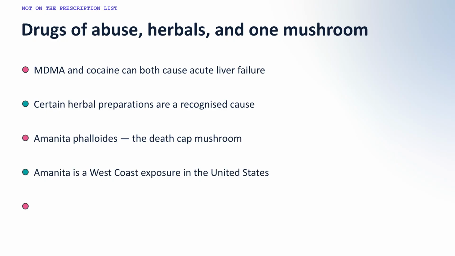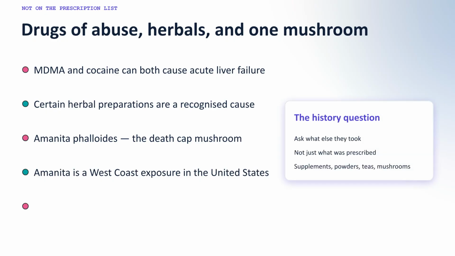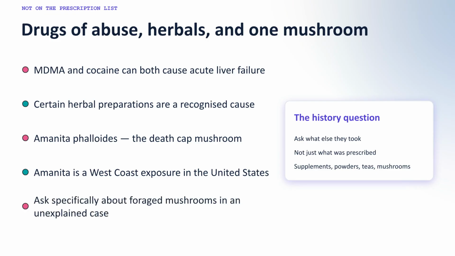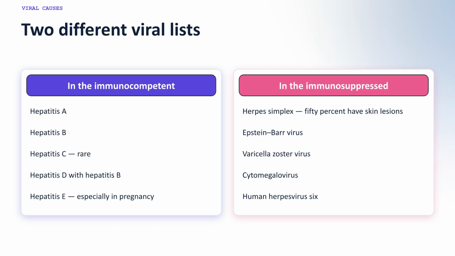The practical lesson is about how you take the history. Ask what else they took, not what was prescribed. Supplements, protein powders, herbal teas, and in an unexplained case, foraged mushrooms. There are 2 viral lists, and which one you use depends on the host.